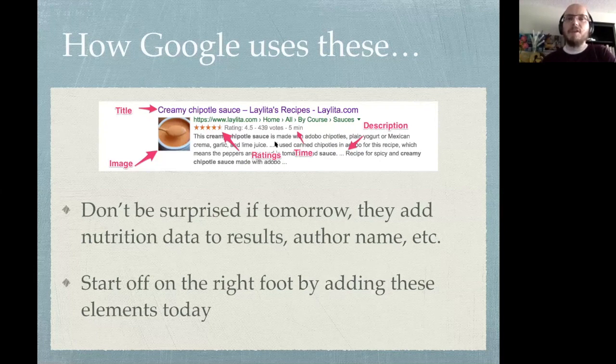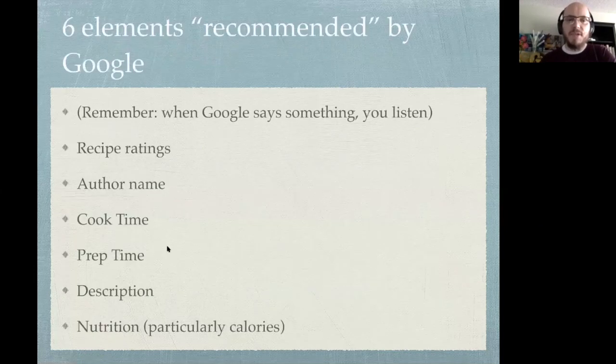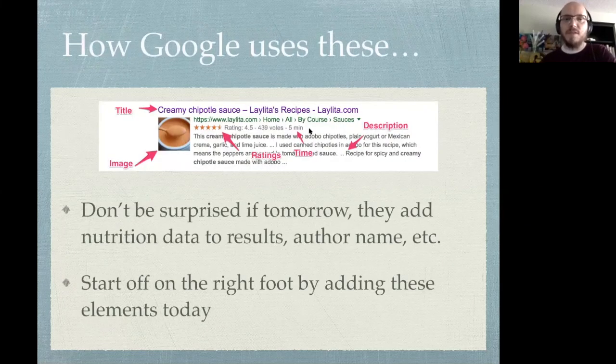So you want to pay attention when Google recommends something. And these are the 6 elements that are recommended again. And calories is missing from here. So just to go over everything again, we have the title here, that's the recipe title, the ratings. In this case, we have a 4.5 star rating, and then 439 votes that came for this recipe, and 5 minutes to cook. And then we have here the description and obviously the image.